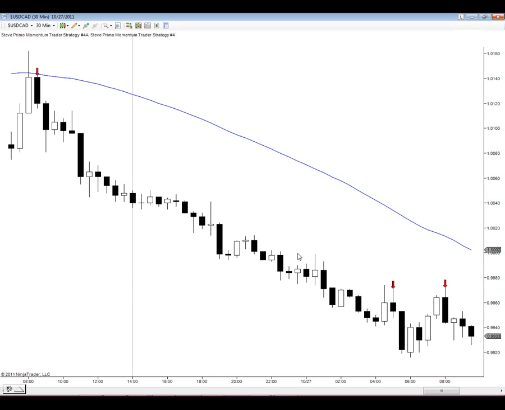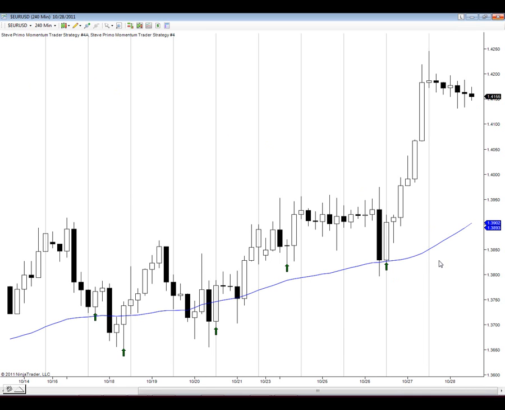Now as you can see later on the 27th, we produced 2 more signals to go short, but they really weren't as profitable because they were further away from the downward sloping trend. So you'd like to get somewhere around here or even touching the moving average to actually take the signal.